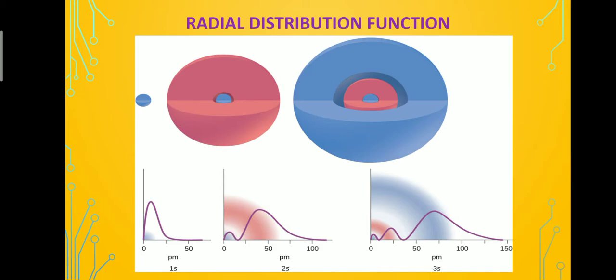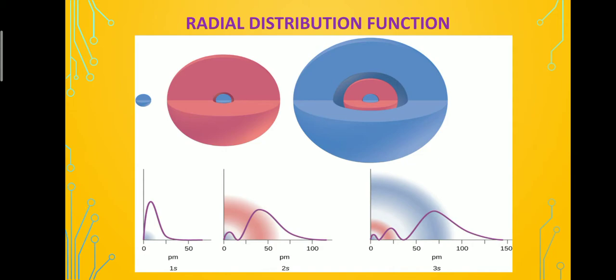Okay, and when we go for a 2s orbital, we can find peaks in two areas. Initially we have one peak, where the probability of finding an electron is maximum, and then the graph comes down and reaches almost zero. That is, we cannot find any electrons there. After that the probability increases, reaches a peak, and comes down.